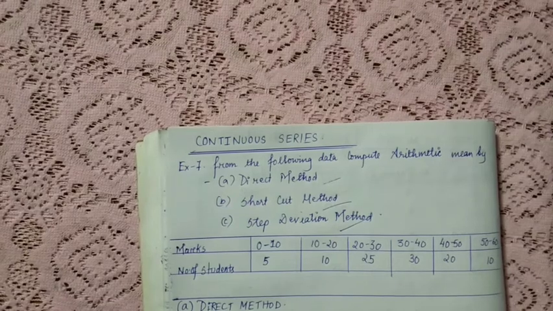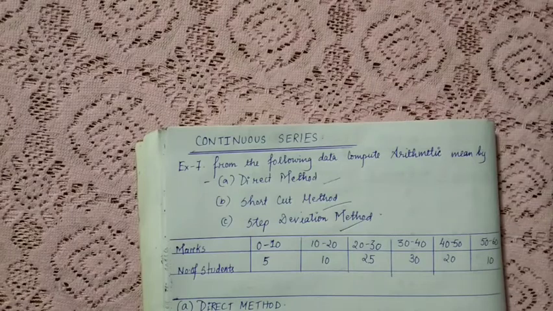Hello students, in the last video we saw how to solve arithmetic mean for individual series and discrete series. In this video we will see how we can solve for a continuous series. We will use direct method, shortcut method and step deviation method. So this is example number 7 from your textbook.